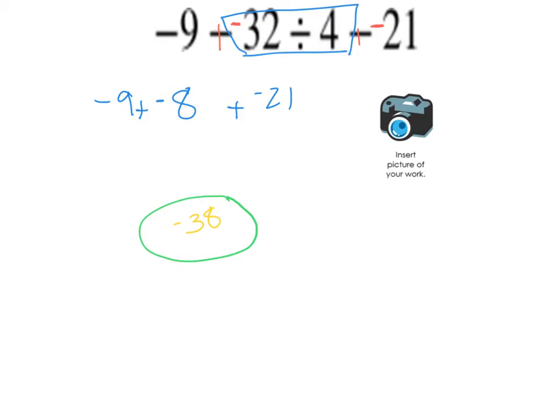So now left to right. It really doesn't matter my order because I have addition, commutative property of addition. You can move around the order, but I'm just going to do it left to right. So negative 17 plus negative 21. Those are both negative, so add them, keep the sign. Negative 38 is your answer.